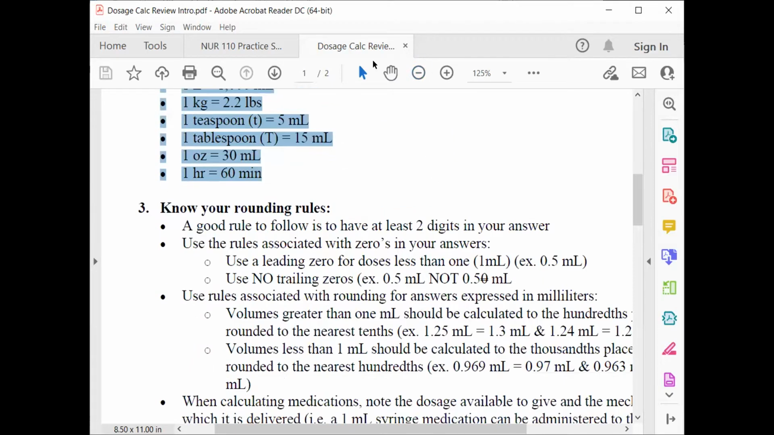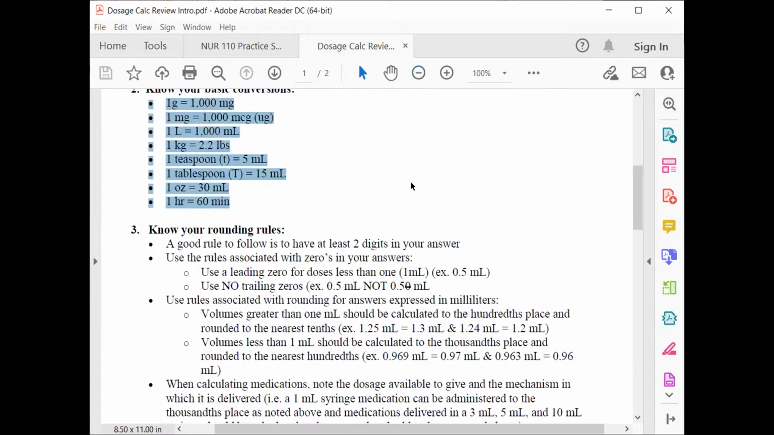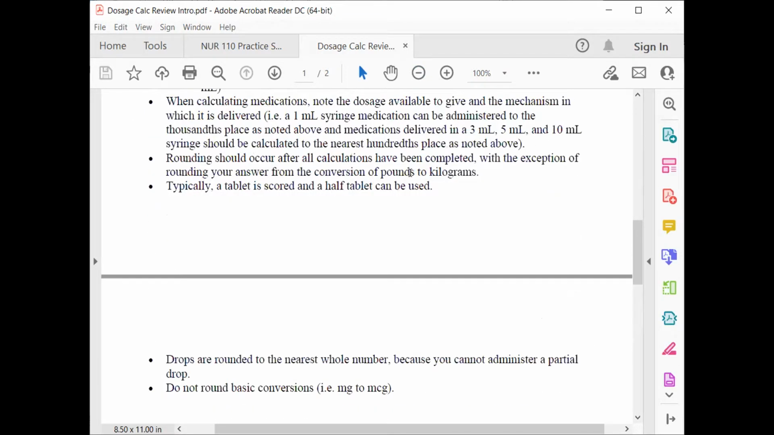We already discussed rounding rules, so I don't need to go through that again. Oh, so there's a couple things here. So rounding should occur after all calculations have been completed. The exception is rounding your answer to the conversion of pounds to kilograms. When you get into second, third, and fourth semester, you're going to do what are called more weight-based calculations, where you need to know the patient's weight in kilograms, and then you're going to multiply by whatever the milligrams per kilogram body weight is, and we can go through some examples of that.